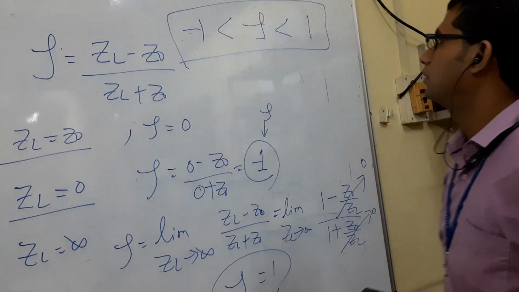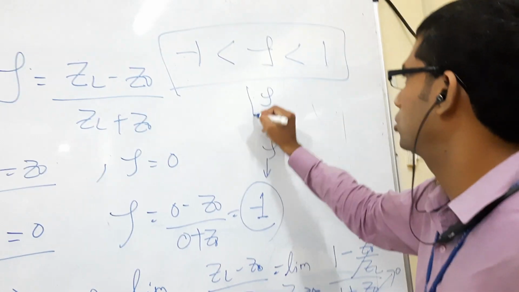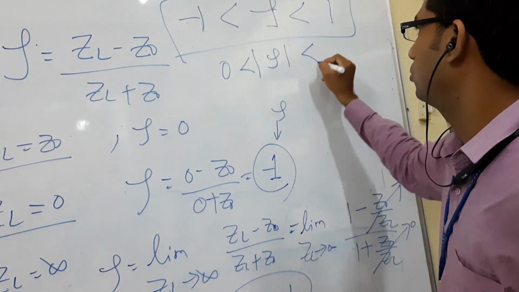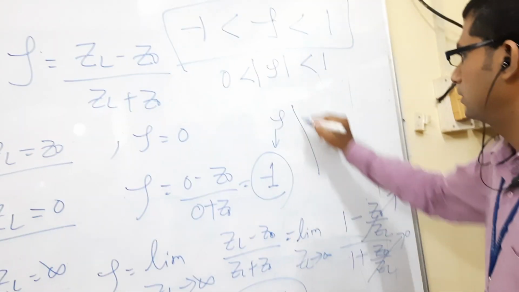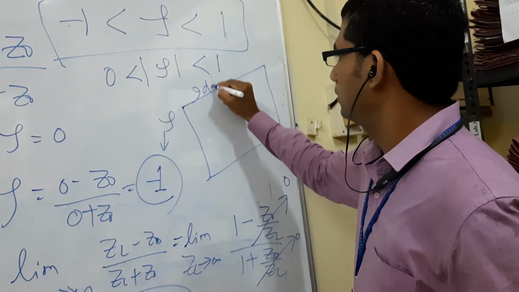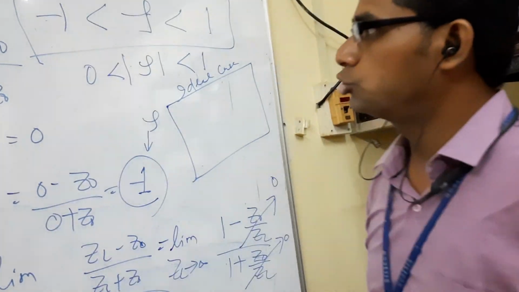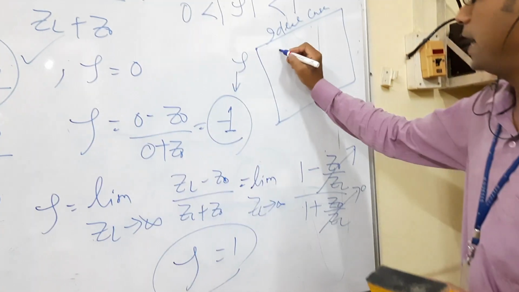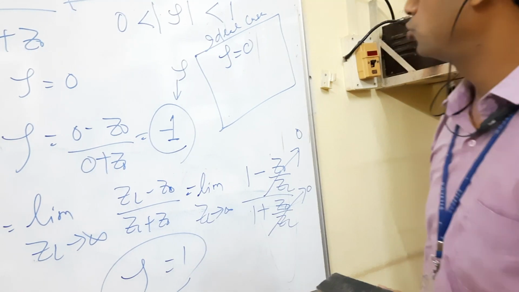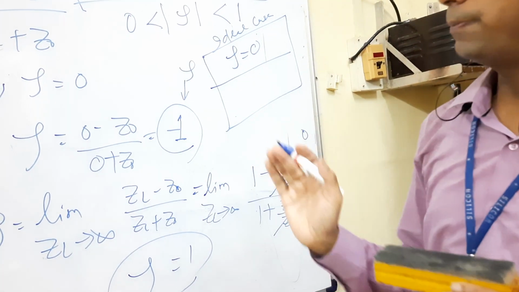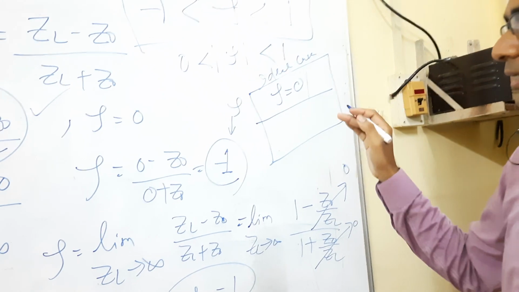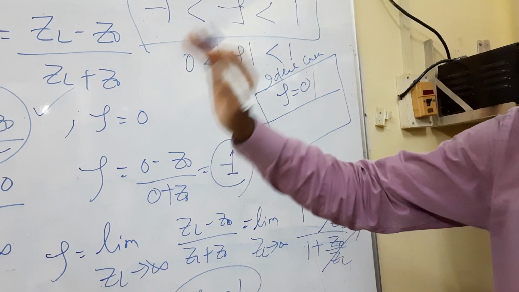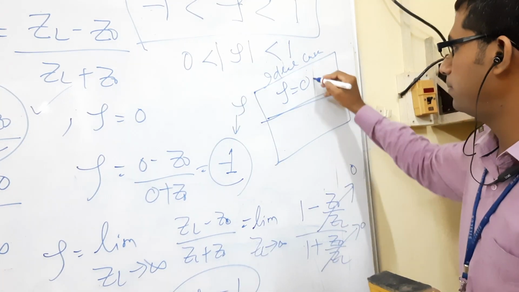But the magnitude of the reflection coefficient lies between 0 and 1. So what is the ideal case? The ideal case is we want ZL to be equal to Z0. That means for the ideal case, the reflection coefficient should be 0. That means there is no reflection. All the signals you have sent will be transmitted. There will be no back propagation in the case of rho equal to 0.